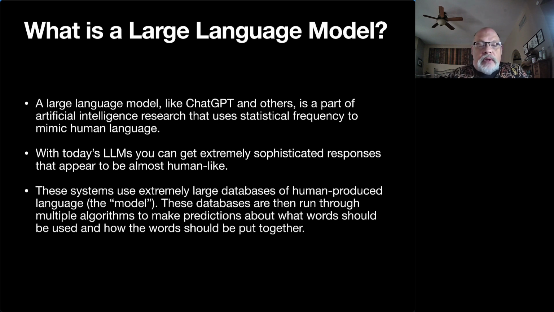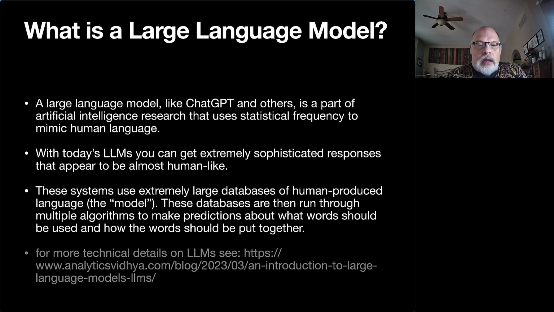So, how do they work? They use extremely large databases of human-produced language, which is the model in the large language model. The large database part of this is the large language part of it. These databases are then run through multiple algorithms to make predictions about what words should be used and how the words should be put together. So it's based entirely on statistics of what words typically occur together and how they occur together. If you want to read some details on LLMs, I've got a link there that I'll also put down in the comments section of this video.